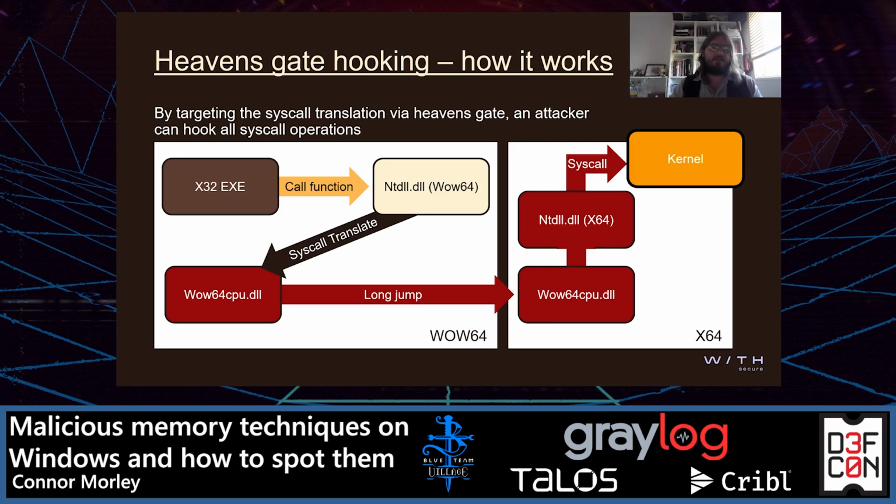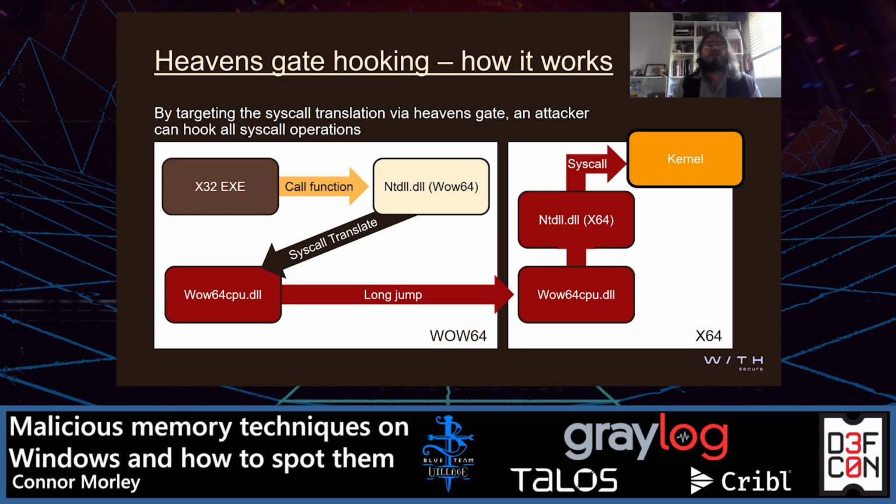Because of this, it doesn't matter which function it's calling or what module it's calling from. If it performs a syscall, it will have to go through WOW64 CPU and through Heaven's Gate, and hooking at that gives full control and full access to all the syscall operations. So how would we go about detecting this?